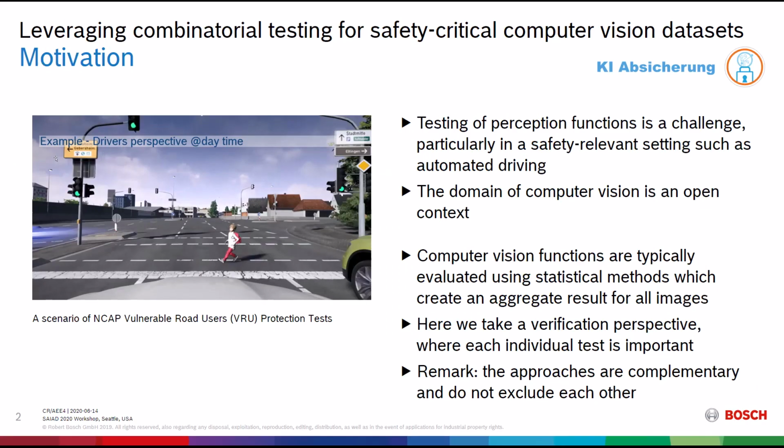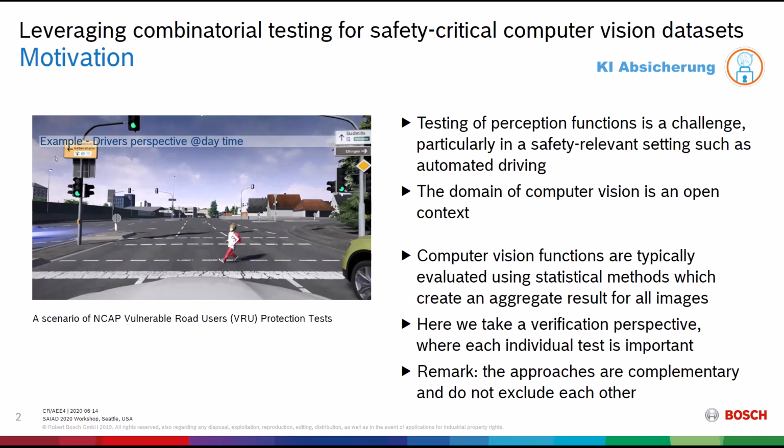Testing of perception functions is a challenge, particularly in a safety-relevant setting such as automated driving. The domain of computer vision is an open context, the reality, with nearly endless possibilities. The input space of all images is enormous. How can we design test sets that support our confidence in the correct behavior of a computer vision function?